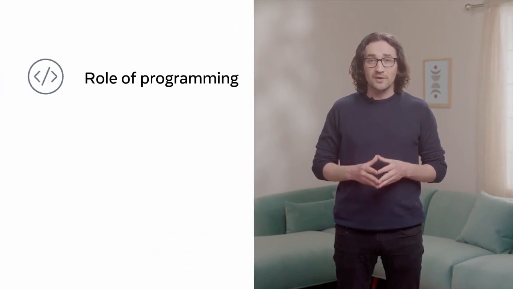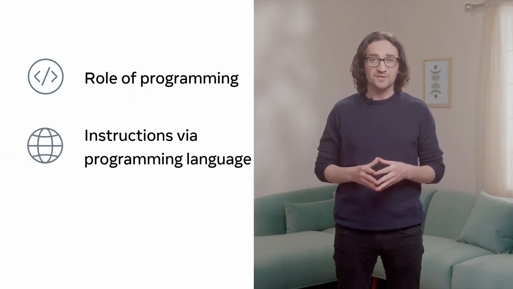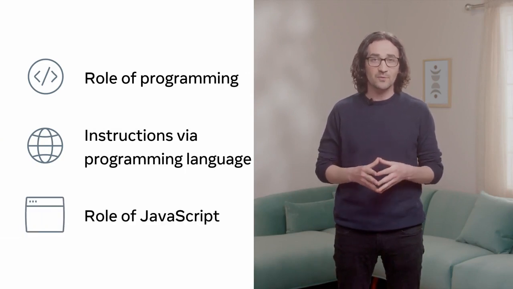Let's get started. In this video, you will learn how to interpret the role of programming in the modern world. Recognize that programming is simply giving computers a set of instructions to complete using a programming language, and explain how a programming language like JavaScript helps us tell a computer what to do.